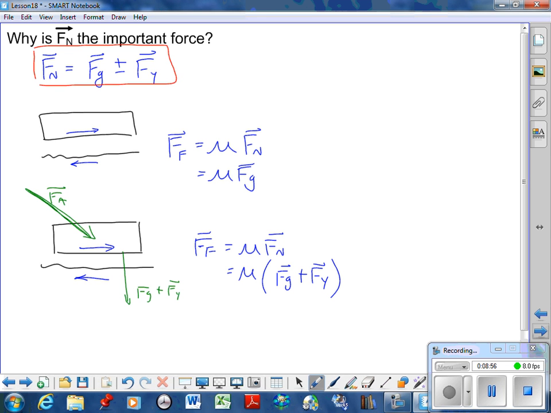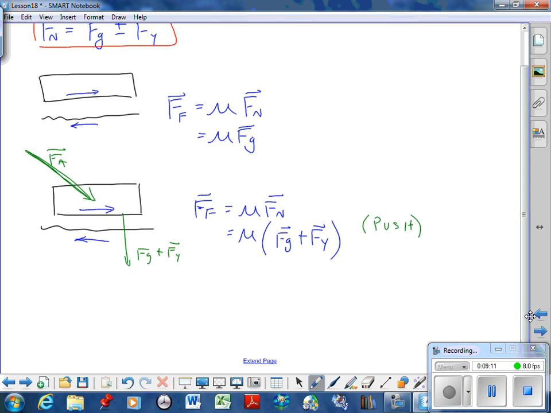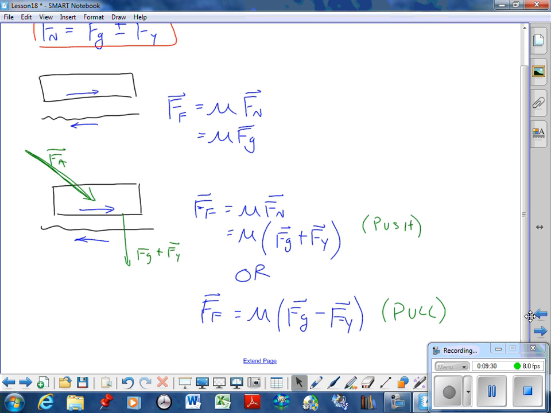So if you push down on an object while you're pushing it across the floor, you are increasing the force due to friction. If you were to pull something, so this is a push, and I'll put an or in here, so there's a break. Force due to friction would equal mu times force due to gravity minus Fy, because now you're pulling upward, then you'd have a pull. So pulling an object reduces the amount of friction.